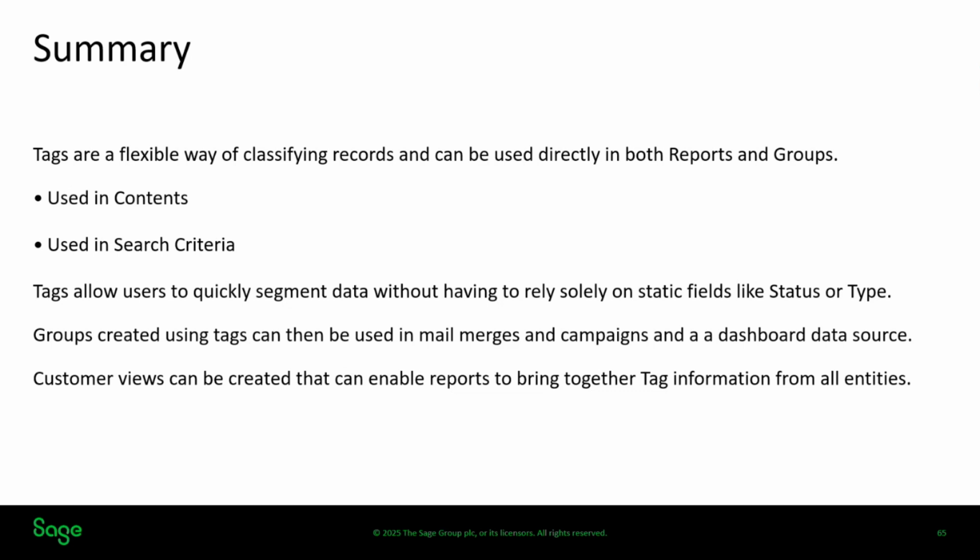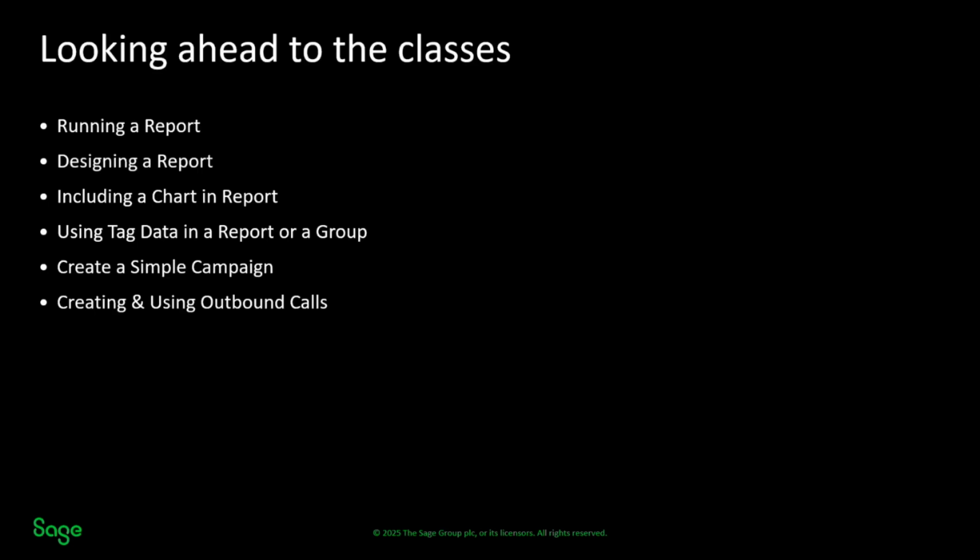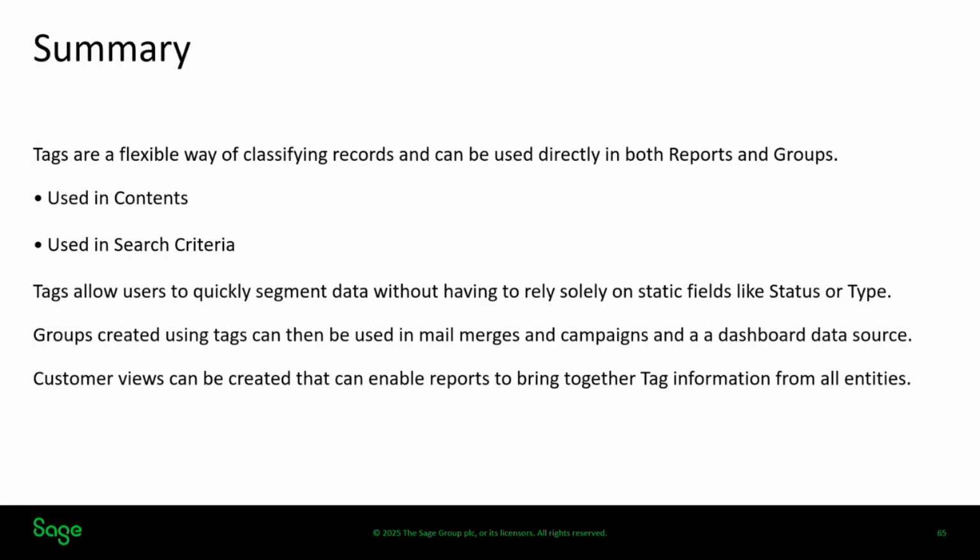So in the case of a group, you can do a mail merge. In the case of a report, you can export that to Excel as well, and they can be used as dashboard data sources. And if you want to get very sophisticated, custom views can be created that will enable reports to bring together all of the tag information from any of the entities that you're interested in.